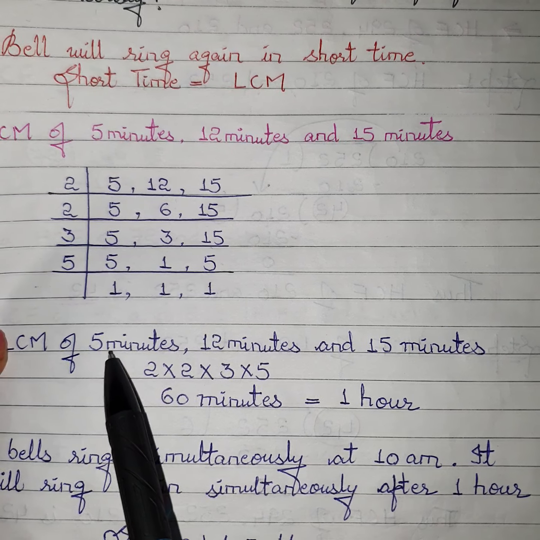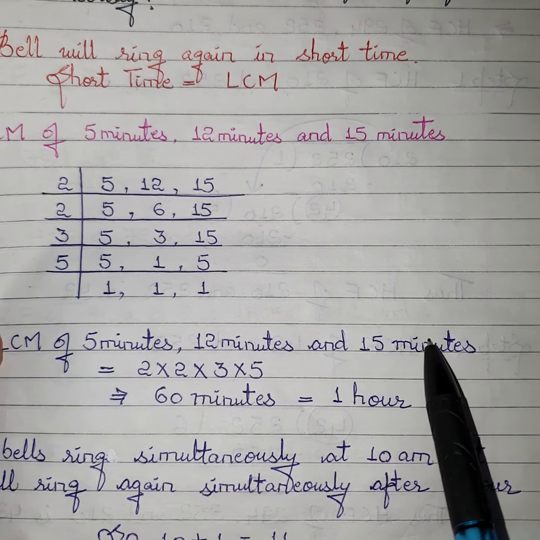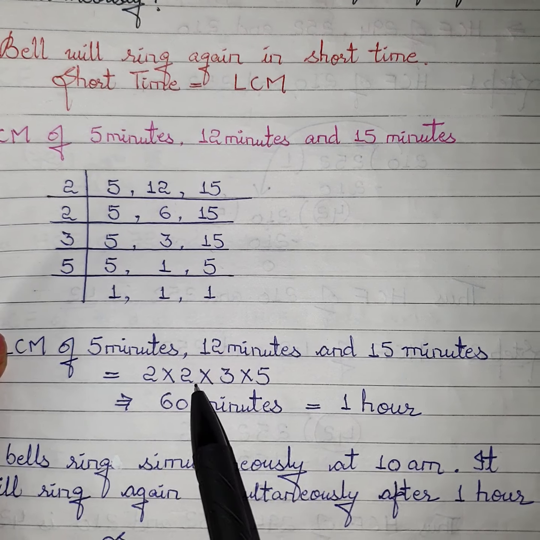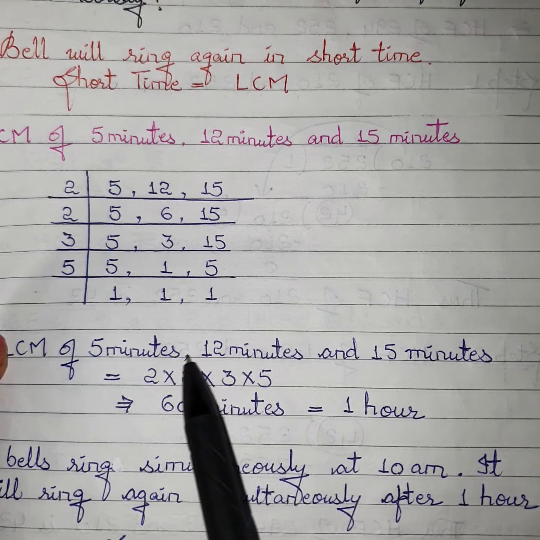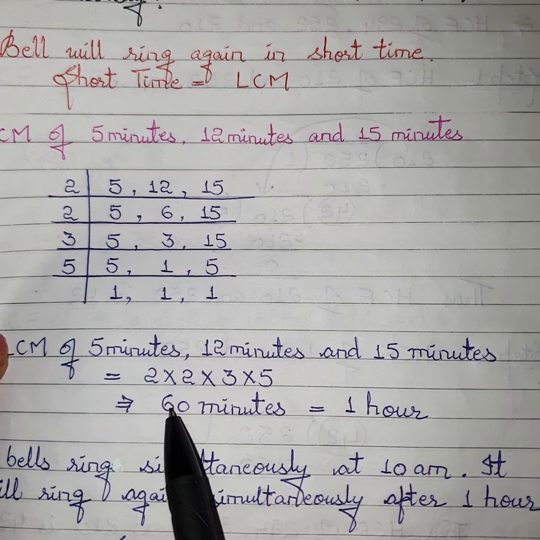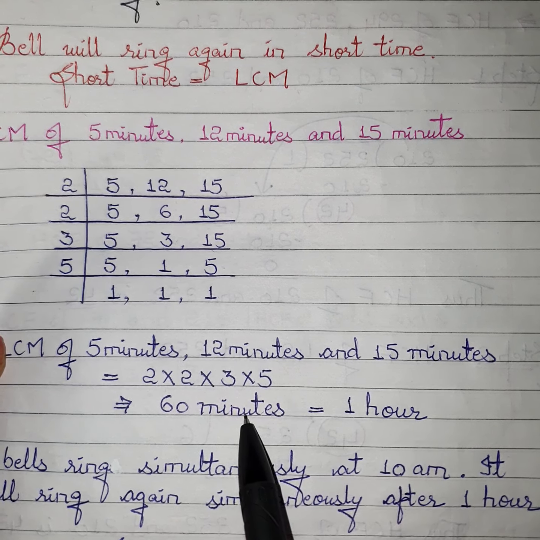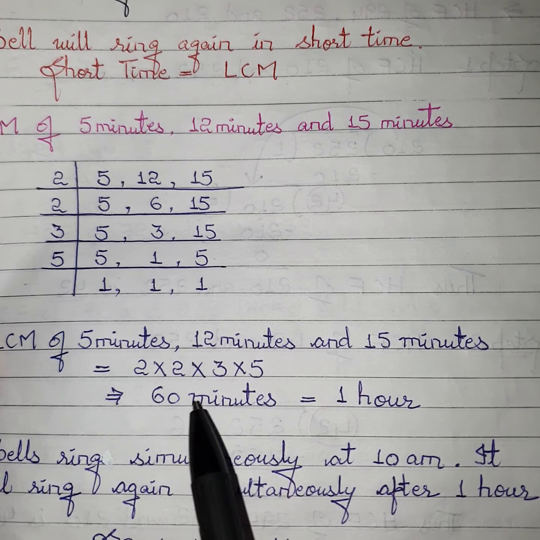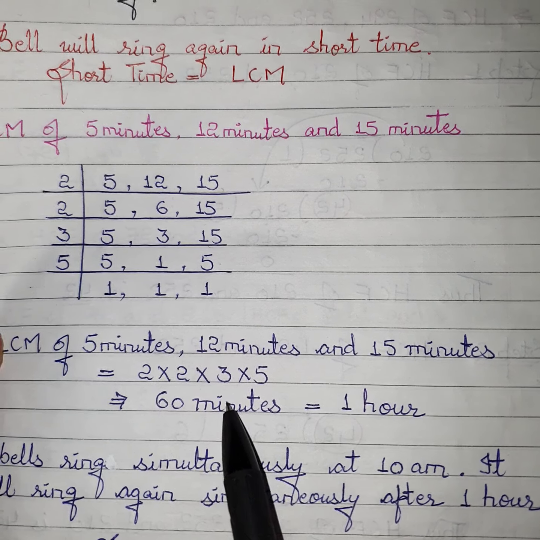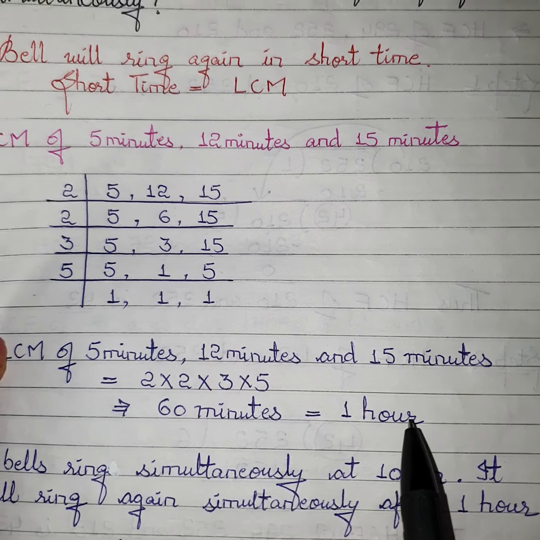So the LCM of 5 minutes, 12 minutes and 15 minutes will be 2 into 2 into 3 into 5. When you multiply all this, you will get 60 minutes, right? And you all know 60 minutes is equal to how many hours? Yes, it means 1 hour.